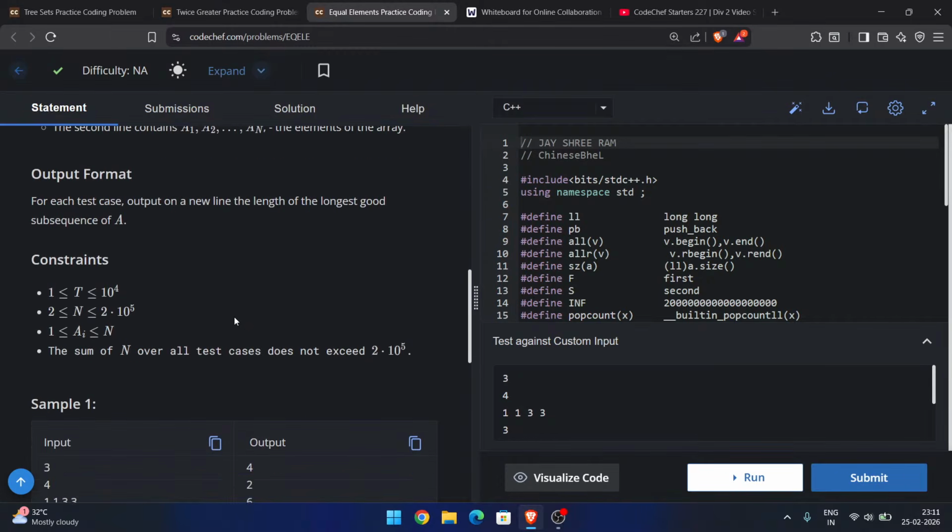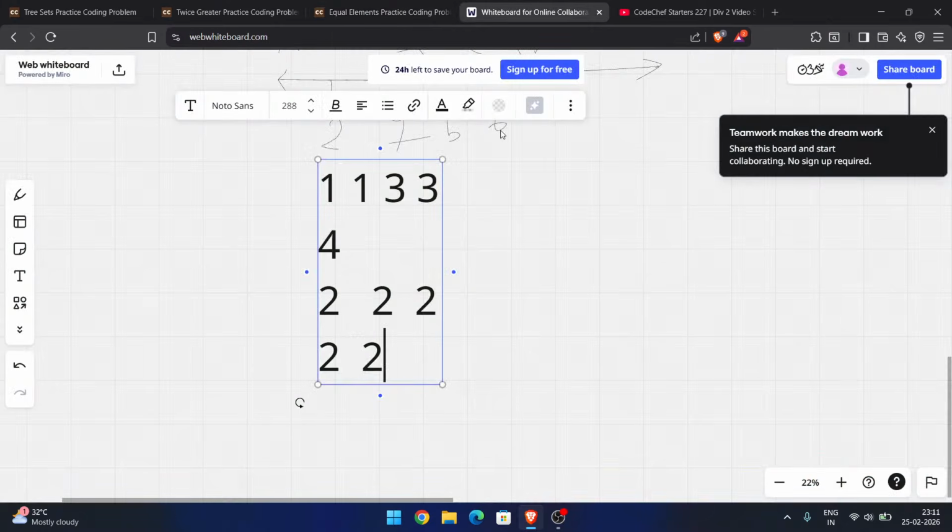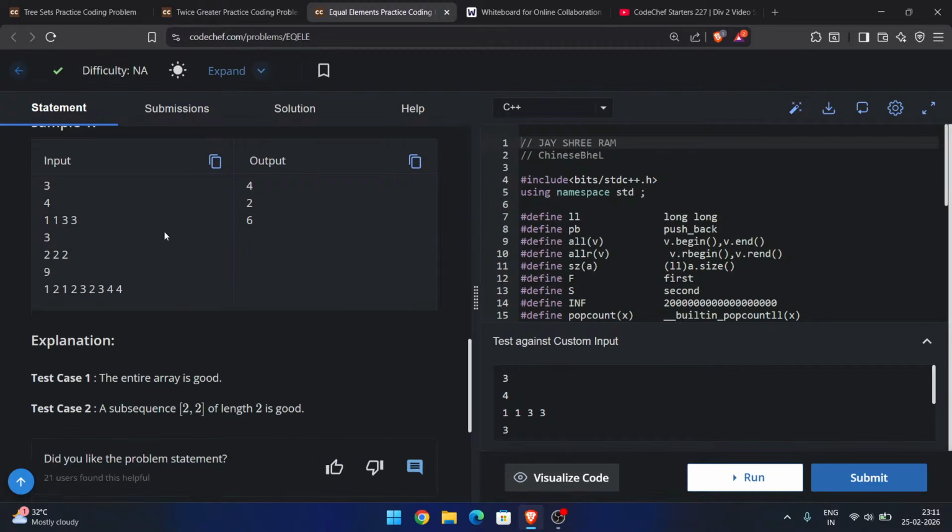So what was the next? Okay, so here the answer was 2 only, because I can take any two. I can take these two, I can take these two, or I can take these two. Still the answer would be 2 maximum.